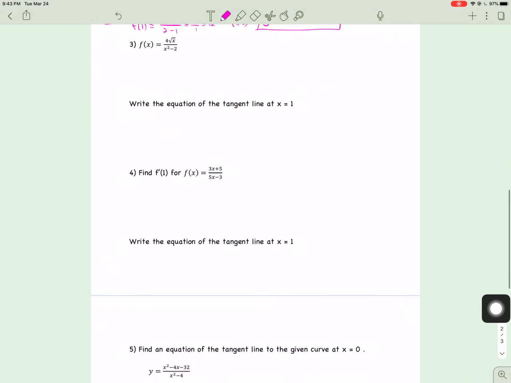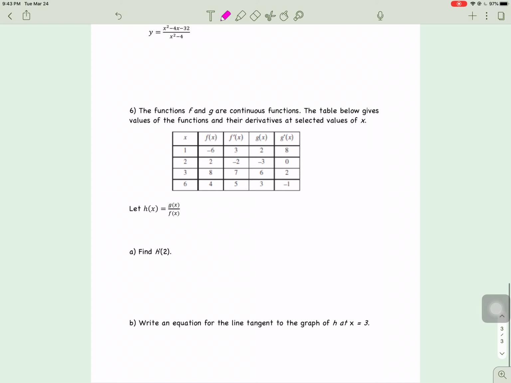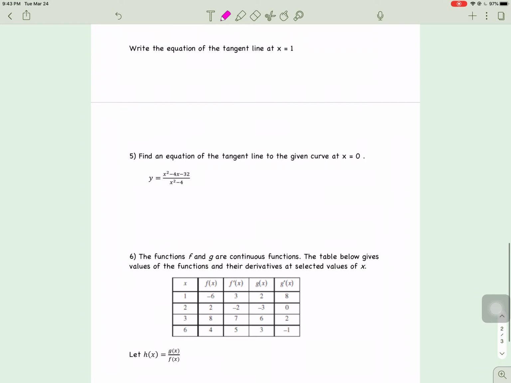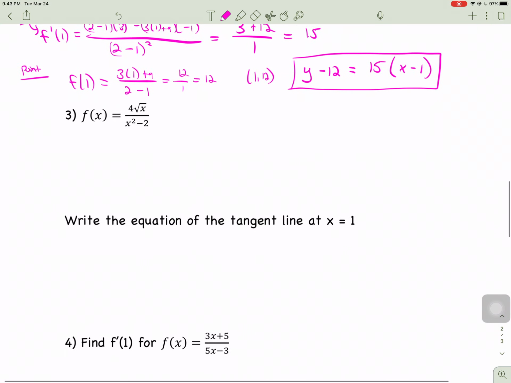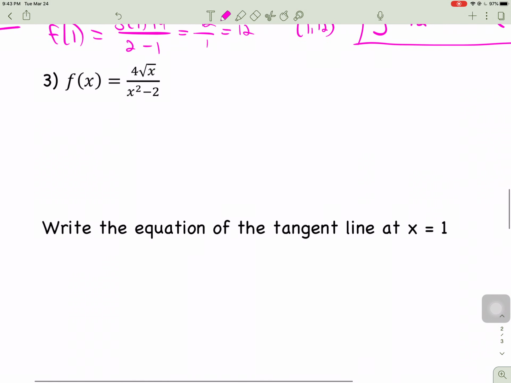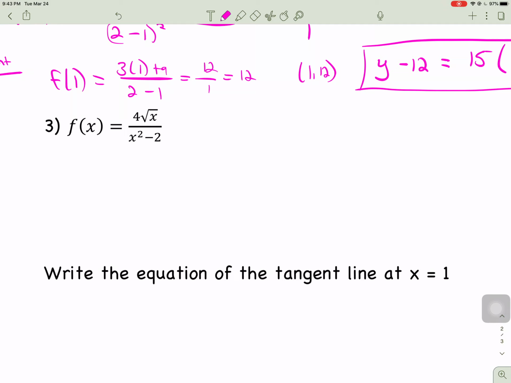So the rest is a lot of repetition, except number 6, which we can look at, but I would like to maybe look at one more here. So number 3, f of x equals 4 rad x over x squared minus 2. Remember, with derivatives, it's easier to write this as 4x to the 1/2 over x squared minus 2. And now we can find the derivative. Let's see.